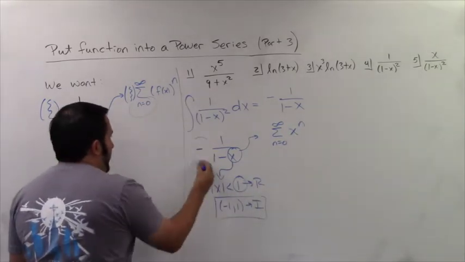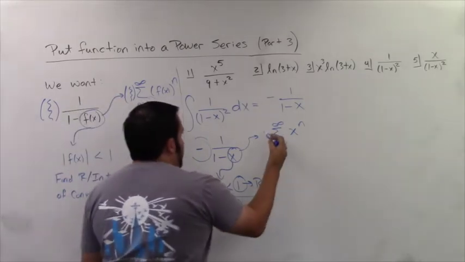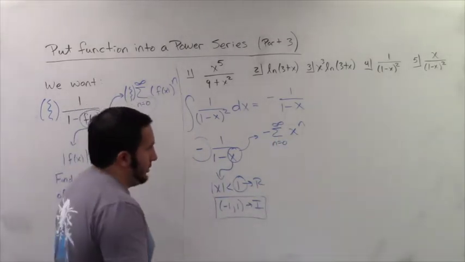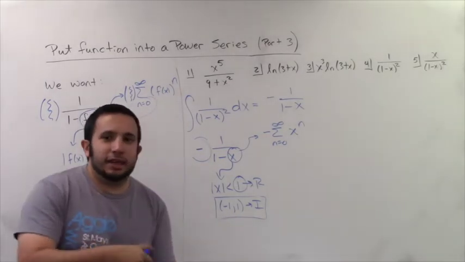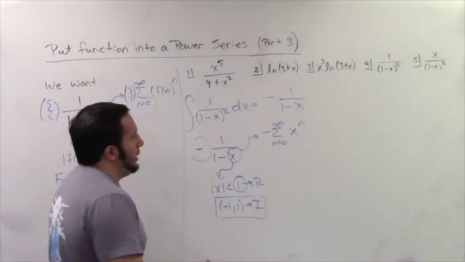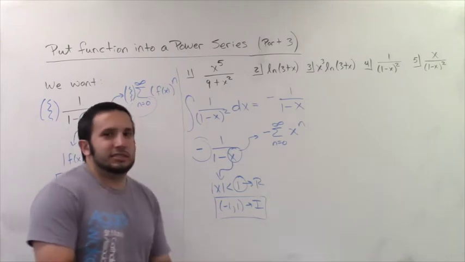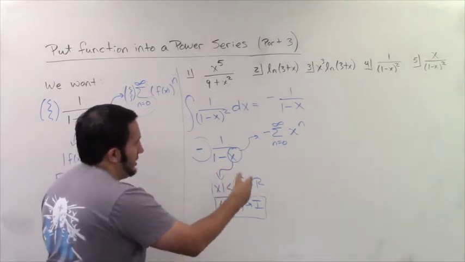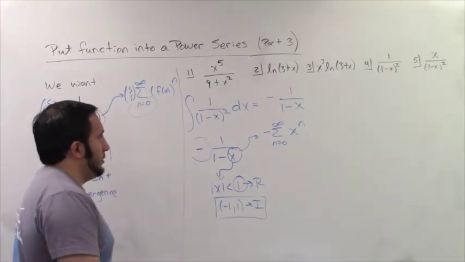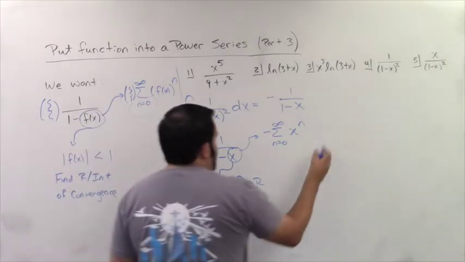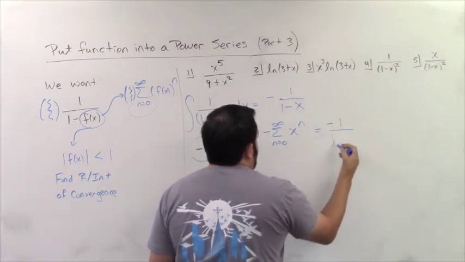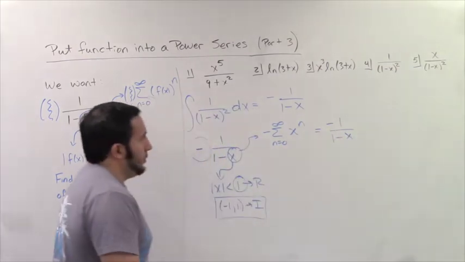Now notice I have that negative on the outside. Just put the negative on the outside of the series. It is not, let me say this several times, it is not negative 1 to the n. You're not raising that negative to the n. That negative is simply on the outside. So it's just negative the sum of x to the n. And we've successfully found the power series of negative 1 over 1 minus x.